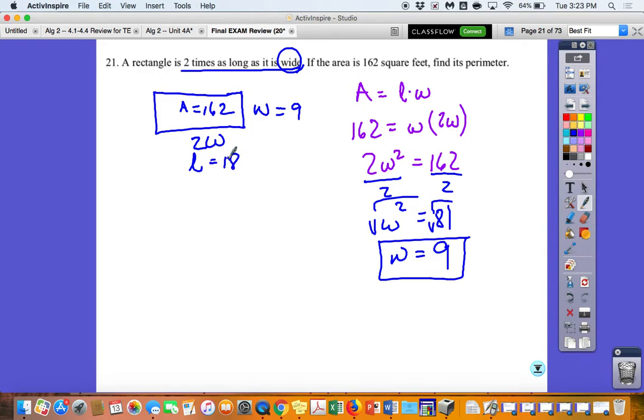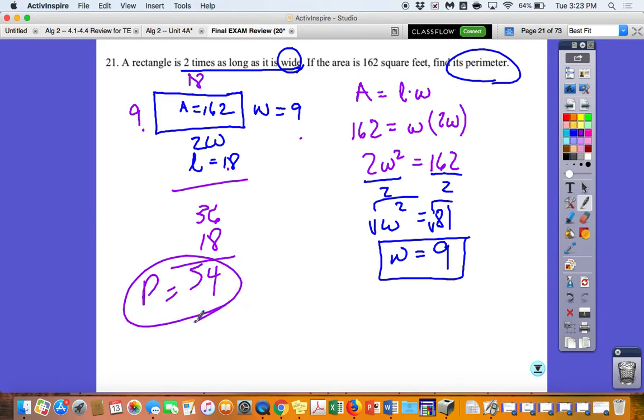So if it asks for a perimeter, well, just go around the little thing. I got 9 there, and I got 18 there. So 18 and 18 give me a total of 36, and 9 and 9 give me an 18. So 36 and 18 is 54. So perimeter is 54. Nobody said you had to write an equation. You can doodle.